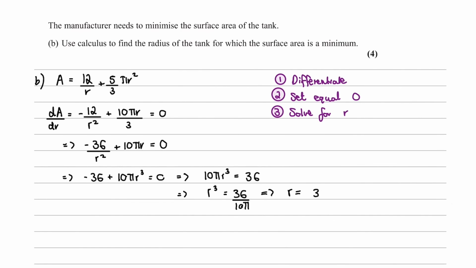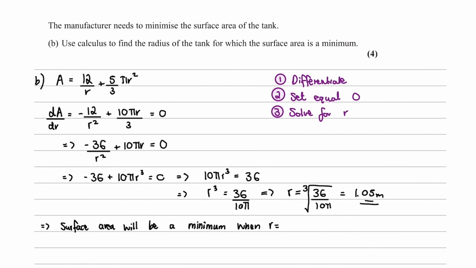So we'll have 36 over 10 pi. And then we take the cube root of that, and putting that into our calculator, we get 1.05 meters. So we can therefore conclude that the surface area will be a minimum when r is equal to 1.05 meters.